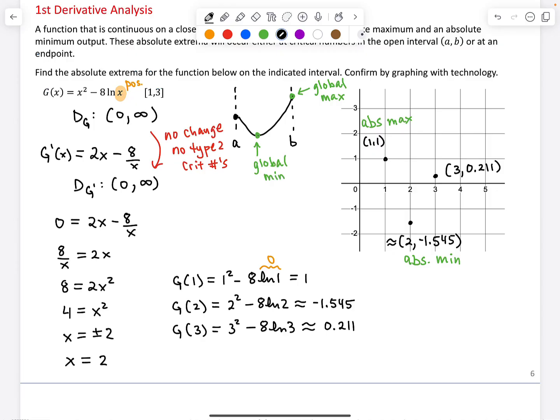Okay, this concludes our lesson on the first derivative analysis, which is the beginning of a series of lessons on using derivatives to help analyze the behavior of functions.